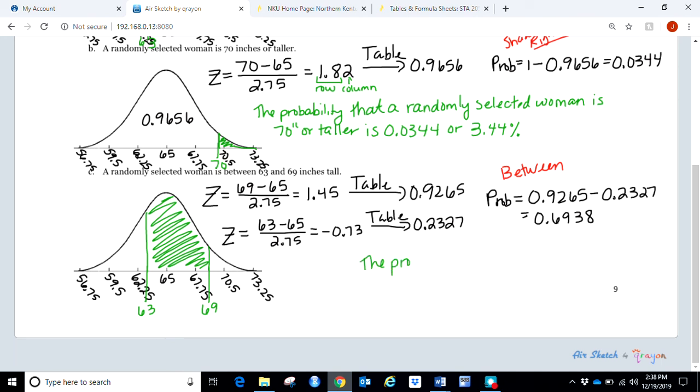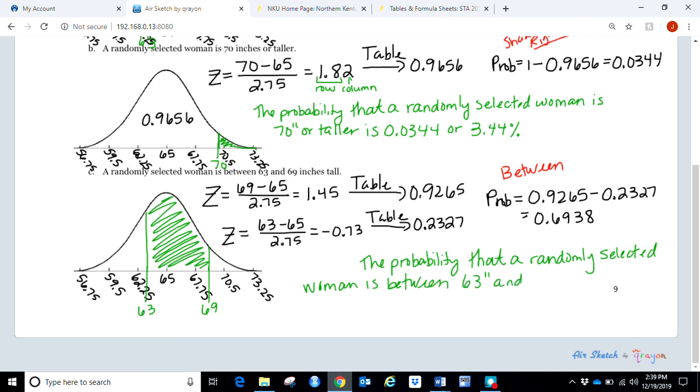So then I can say the probability that a randomly selected woman is between 63 inches and 69 inches is our 0.6938, or 69.38%.